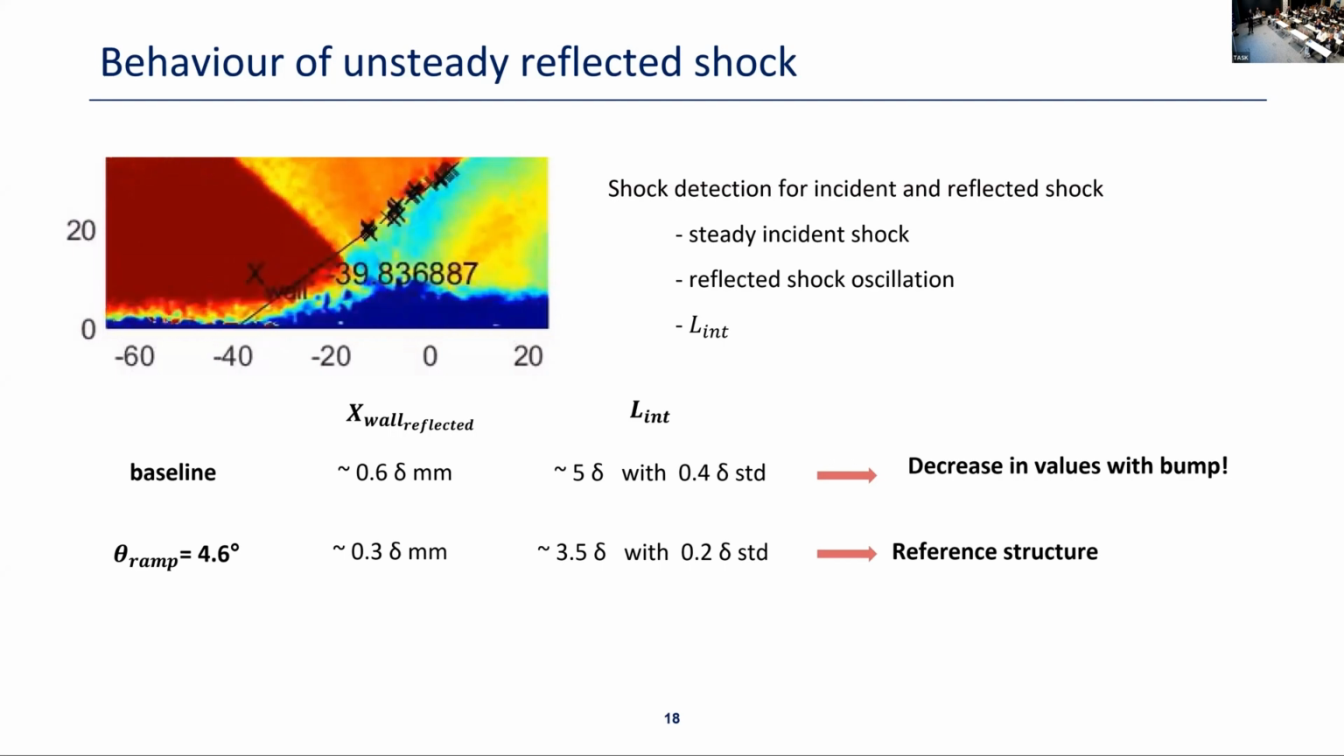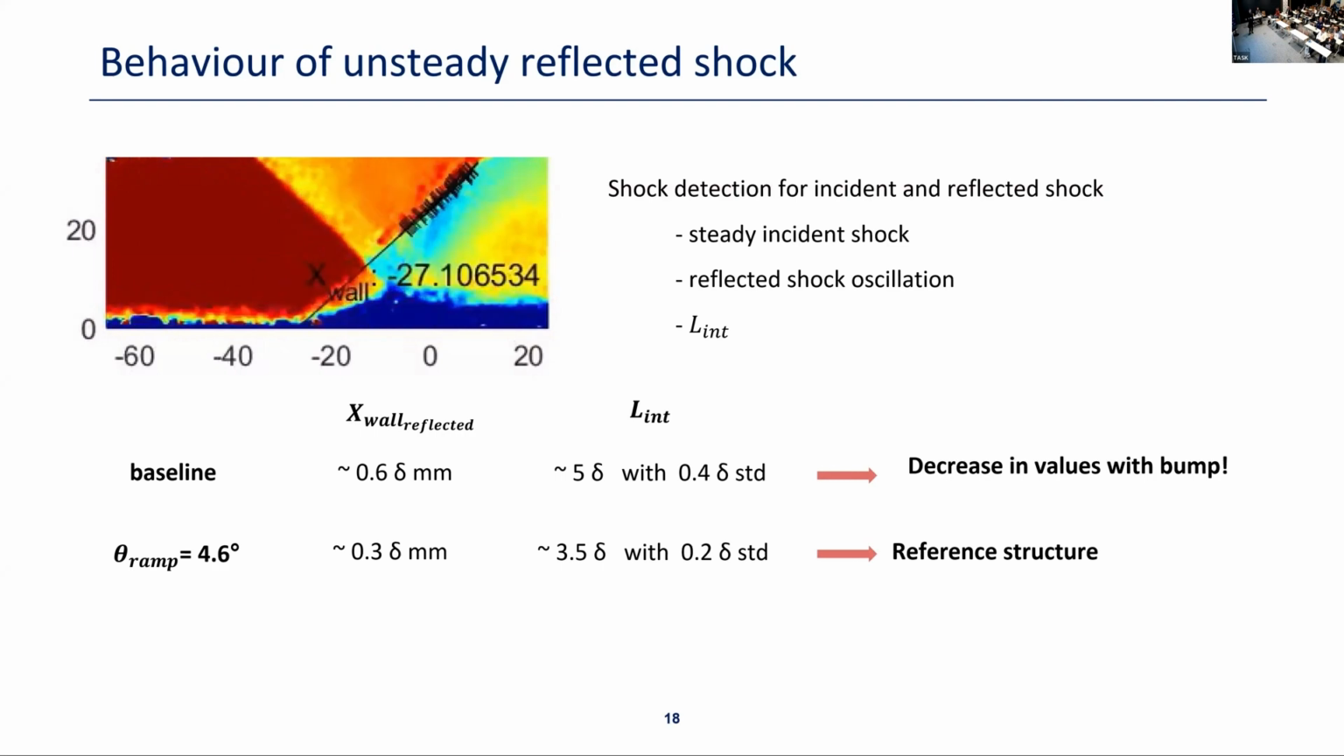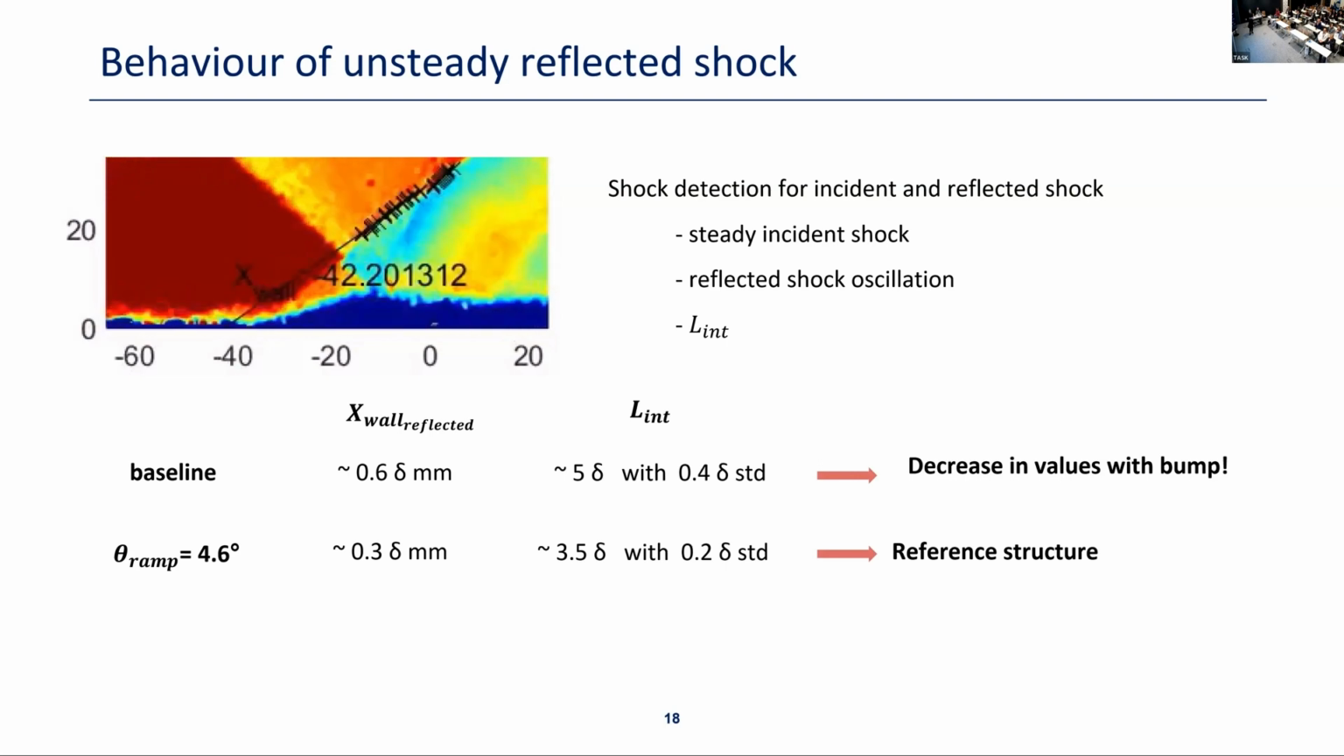And since we tracked both of the shocks, we could also derive the interaction length. The mean interaction length in the case of no bump was around 5 delta, and the change of this interaction length was around 0.4 delta. But compared with the bump cases, we could see a decrease in these values.